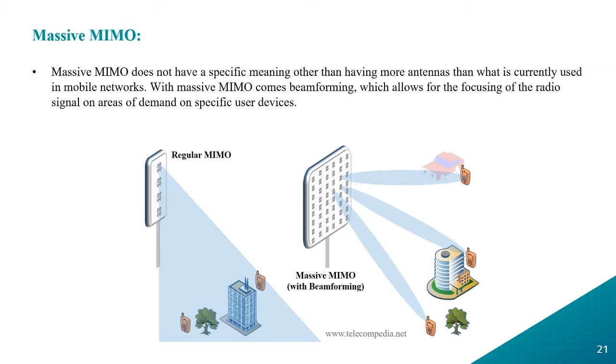Massive MIMO. Massive MIMO does not have a specific meaning other than having more antennas than what is currently used in mobile networks. With massive MIMO comes beamforming, which allows for the focusing of the radio signal on areas of demand on specific user devices. Now, it improves spectral efficiency mainly because the advanced beamforming has to generate greater signal accuracy, including better call quality at the cell edge.